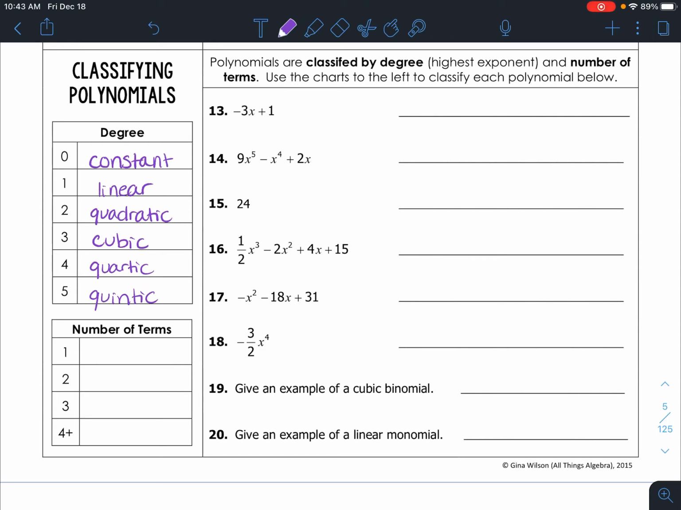Okay. The number of terms, if you have 1, it's a monomial. If you have 2, it's a binomial. 3 is a trinomial. And 4 and above, we just call polynomials.